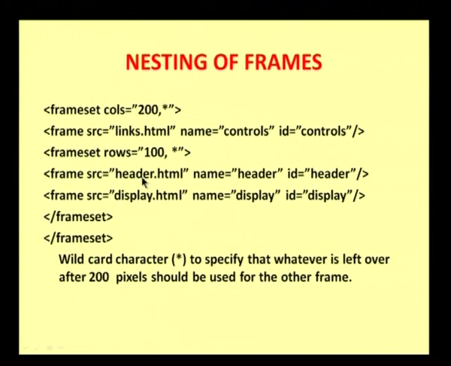So, first we are linking links.html inside this cols attribute, and next header.html and display.html in this rows attribute. So, one frame is being divided into another frame, and the subsequent hyperlinks have been displayed. Nesting of frames is dividing the frames into more than one frame. So, we are embedding one frame into another frame, which is called nesting of frames.